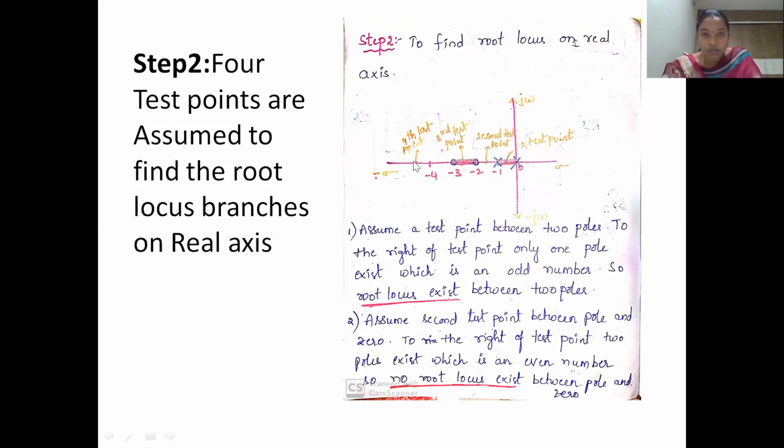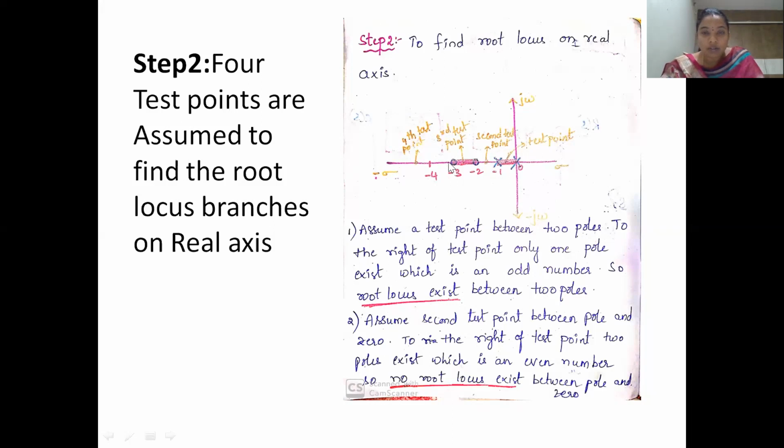So I took the test point here. After taking the point, you just observe how many poles and zeros are on this side. So I have 1, 2, 3, 4 poles. Sorry, 4 values: 1, 2, 3, and 4. 2 poles and 2 zeros, which is again an even number. So an even number means there is no root locus branch to the left of this 0, on this real axis, which is tending to negative infinity.